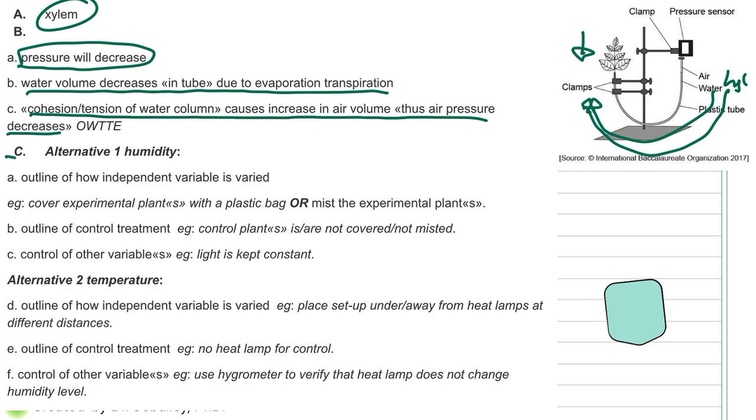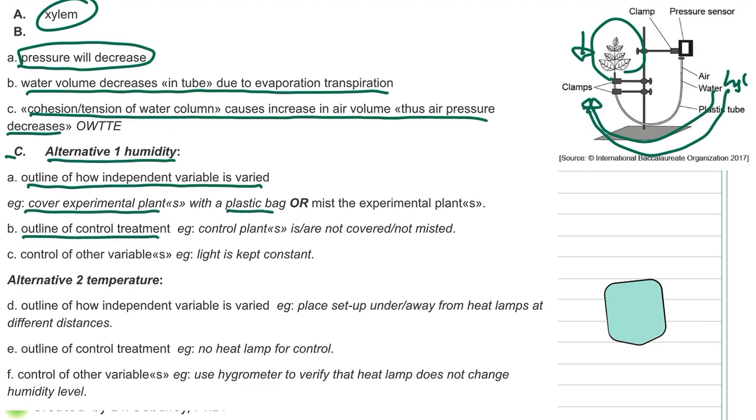Now, C, alternative 1, humidity. Outline how the independent variable is varied. That means, like I told you, put the plastic bag on for different numbers of hours. Cover the experimental plant with a plastic bag. Outline the control: the treatment is not covered or misted. So that means we can have one plant with the plastic, another plant without the plastic, and then see what happens. And the light, of course, is kept constant.